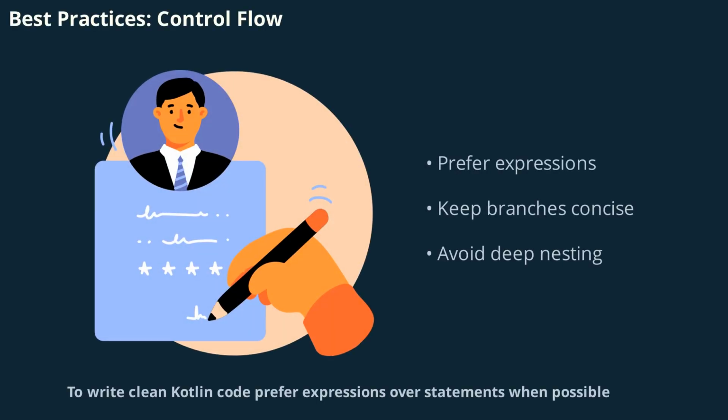To write clean Kotlin code, prefer expressions over statements when possible. Use if and when as expressions to assign values directly. Keep your branches concise and avoid deeply nested logic. This makes your code easier to read, maintain, and test.